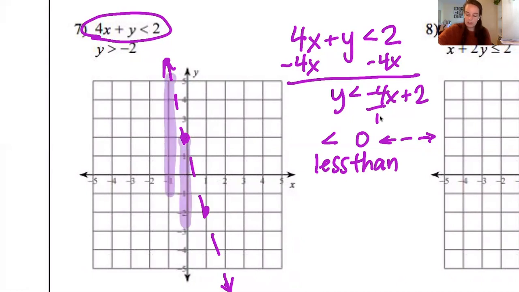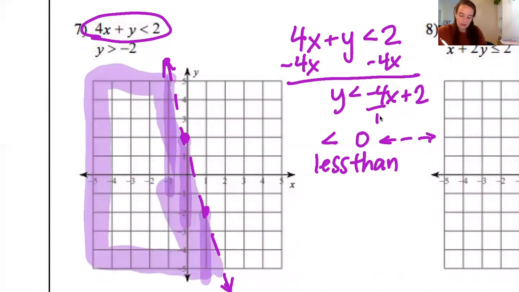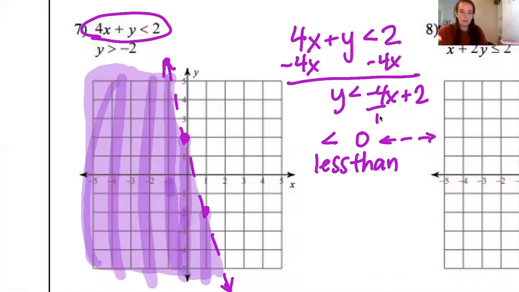Here's a point, shading straight down. So I can see it's that side of the graph that needs to be shaded. So this part over here, right? That part is going to be shaded in. Can kind of decorate it if I wish. So that's my purple line, okay?